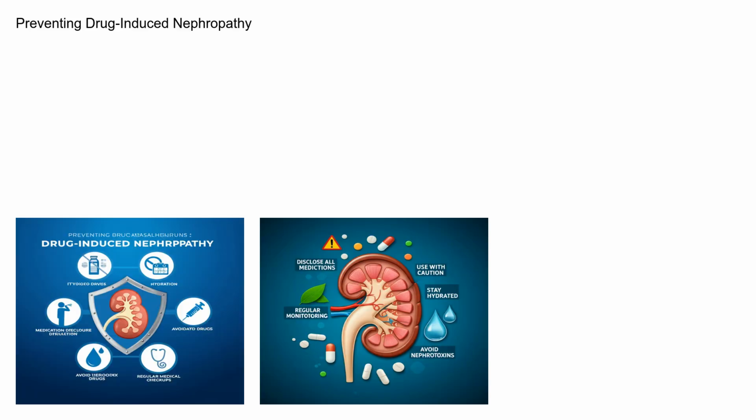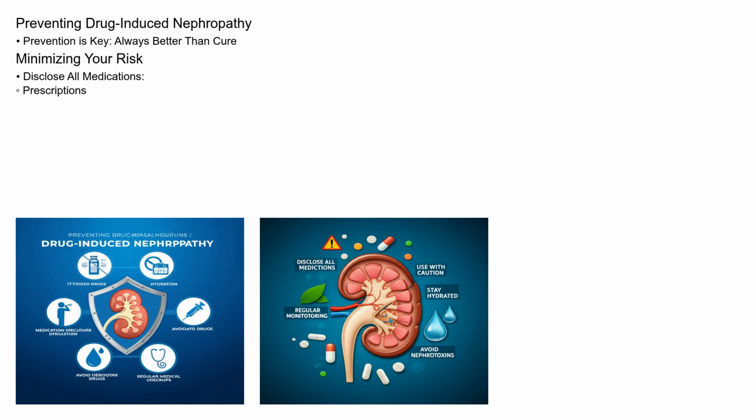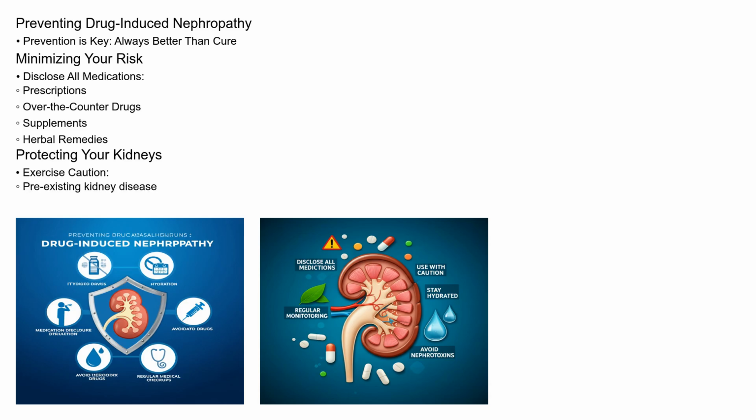Prevention is always better than cure. To minimize your risk of drug-induced nephropathy, always tell your doctor about all the medications you're taking, including over-the-counter drugs, supplements, and herbal remedies. If you have pre-existing kidney disease, be especially cautious. Stay well hydrated by drinking plenty of water. Avoid unnecessary use of NSAIDs and other potentially nephrotoxic drugs. And make sure your doctor monitors your kidney function regularly, especially if you're taking medications known to affect the kidneys.